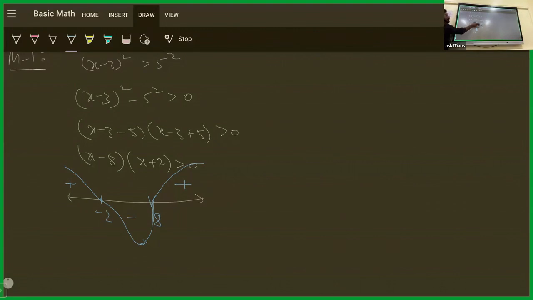Now we want a positive expression, right? So values of x will be in two intervals: minus infinity to minus 2, open bracket, because no equal sign is there, union 8 to infinity. In these two intervals you can see that this whole expression is positive.